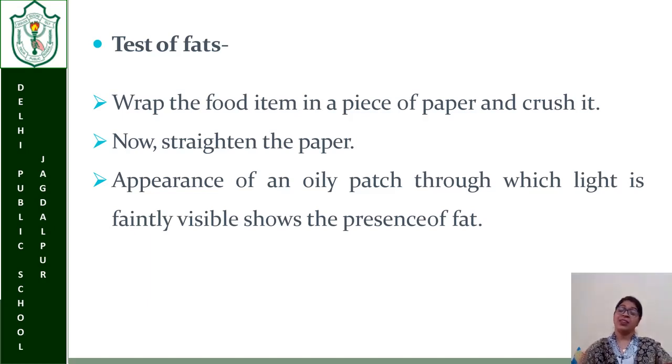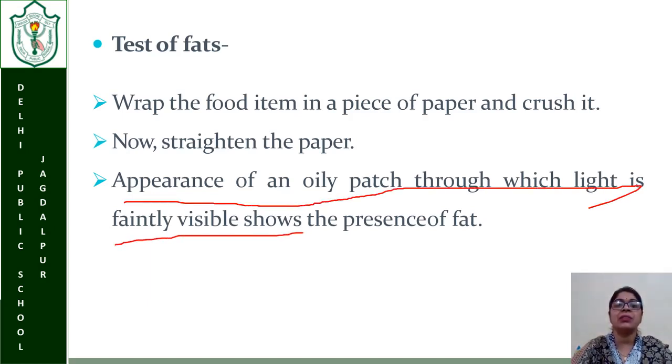Now, as we did the test for starch and sugar, there is one test for fat also, whether it is having fat or not. Very simple. Suppose you take a samosa or a puri which is fried in oil. If you wrap the food in a paper and just crush it, the paper will be stained with oil marks. You will see the appearance of an oily patch through which light is faintly visible. That means the paper becomes translucent, partially visible.